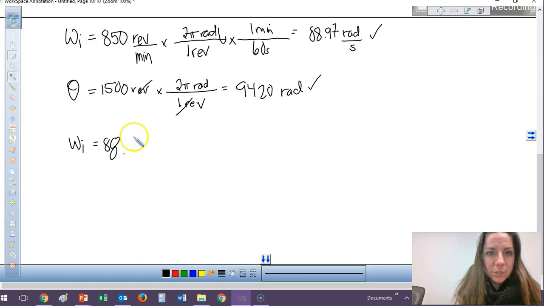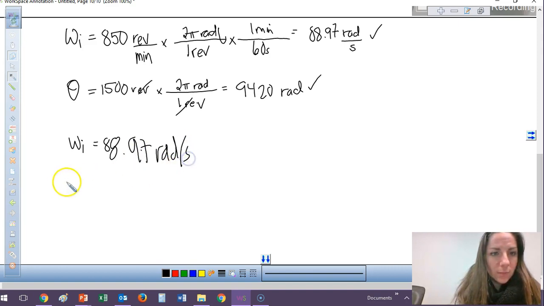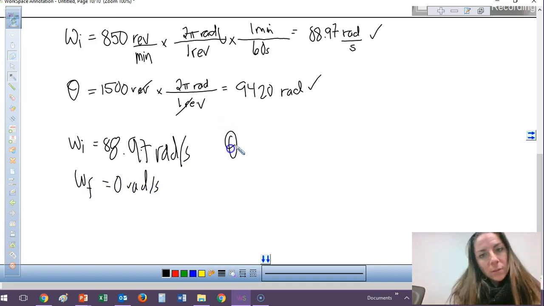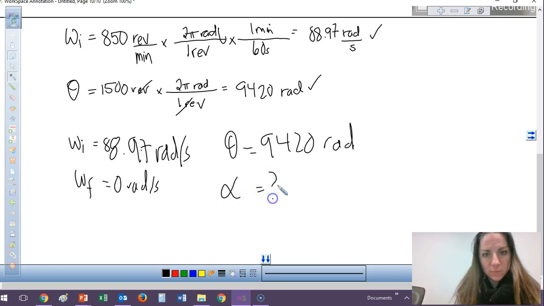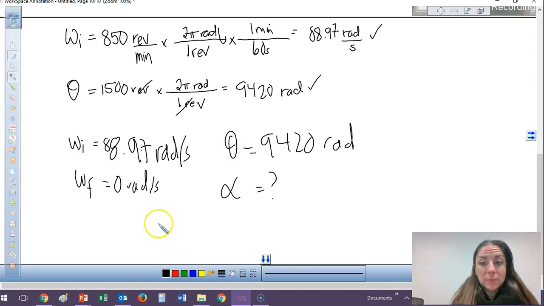Right on my screen, which is not helpful. 9.7, it's not as neat either. Omega final is 0. This is 9420 radians. And then I need alpha. So I need to find a kinematic equation that has omega i, omega f, alpha, and theta right here.